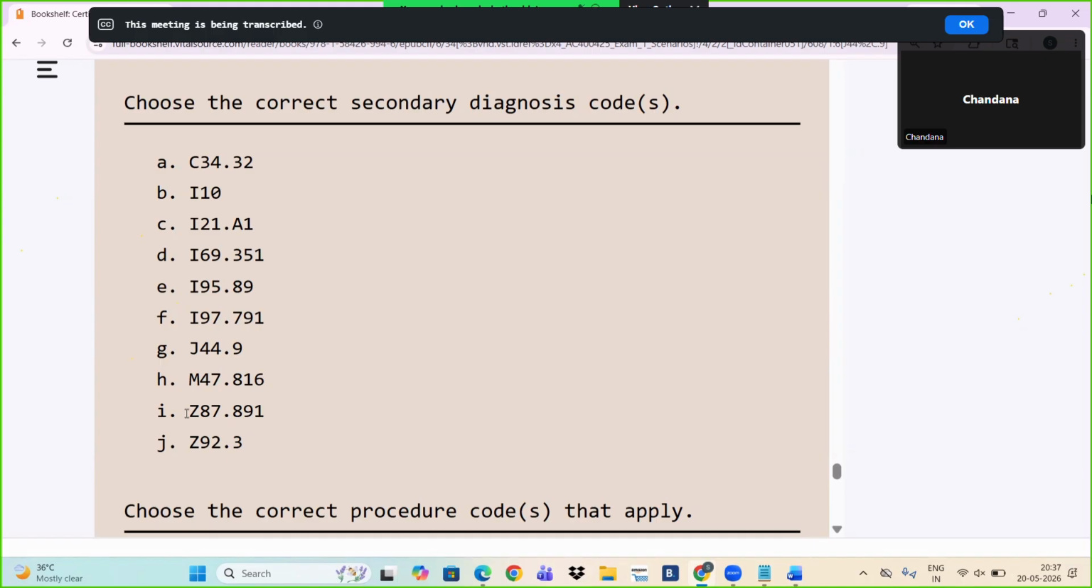Can we pick multiple options? It will be here. If you click, all should be selected. We have negative scoring also in the case study, for secondary diagnosis and procedure.